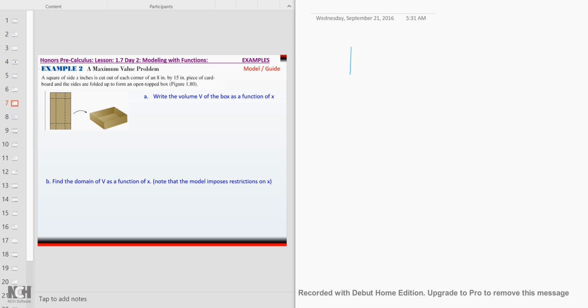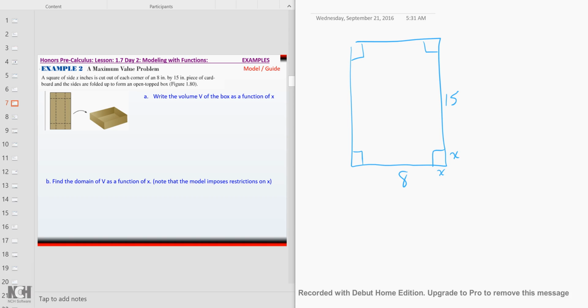So let's draw that. We've got an 8 by 15. So this is 8, this is 15. And they're going to cut little squares out of each corner to make a box. And they don't know how much to cut out to maximize the volume. Okay? So what I have to do for A, it says write the volume of the box as a function of x. Well, volume equals length times width times height.